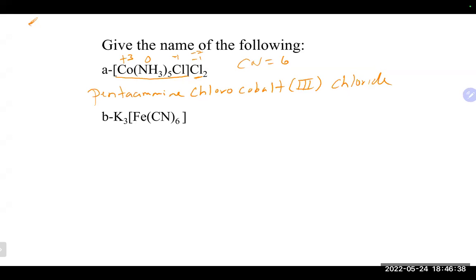Yeah, you usually won't use mono. Anything where there's 1 in terms of a ligand, you just use the name of it and stuff like that. Yeah. Other questions?